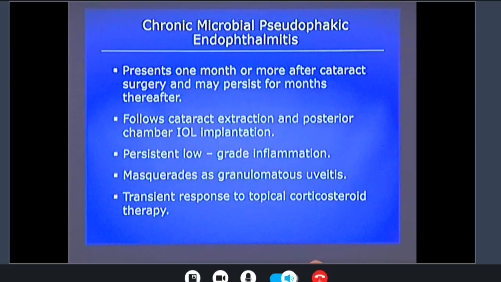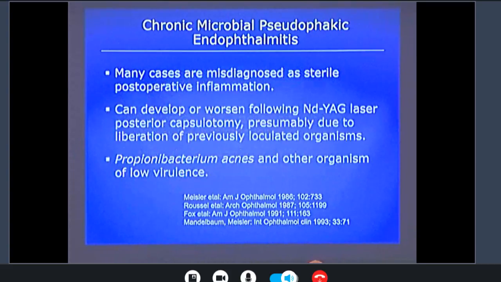There is persistent low-grade inflammation. It can masquerade as granulomatous uveitis. You see mutton fat KPs in these patients. What is typical here is that if you give the patient topical steroids, inflammation subsides. If you taper and discontinue the steroids, inflammation recurs. So this is the reason that you should suspect chronic endophthalmitis: there is a transient response to steroids, and then when you stop the steroids, inflammation will recur.